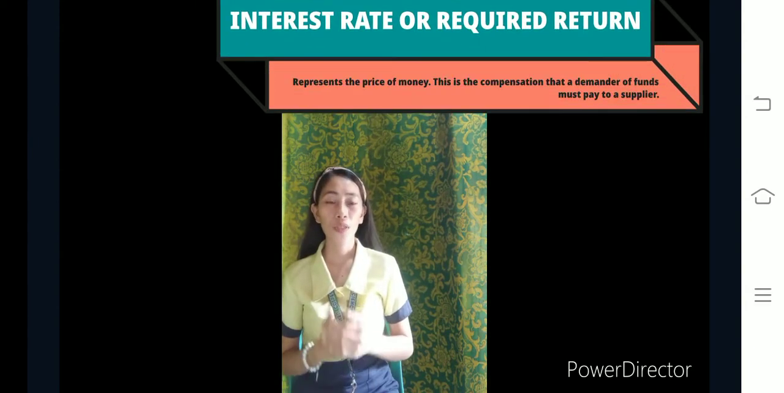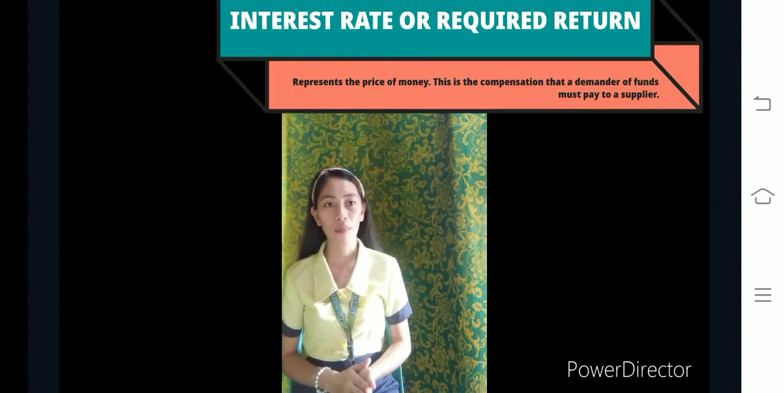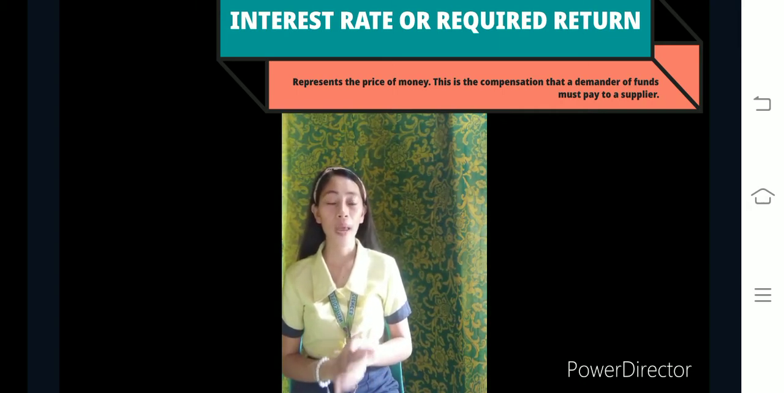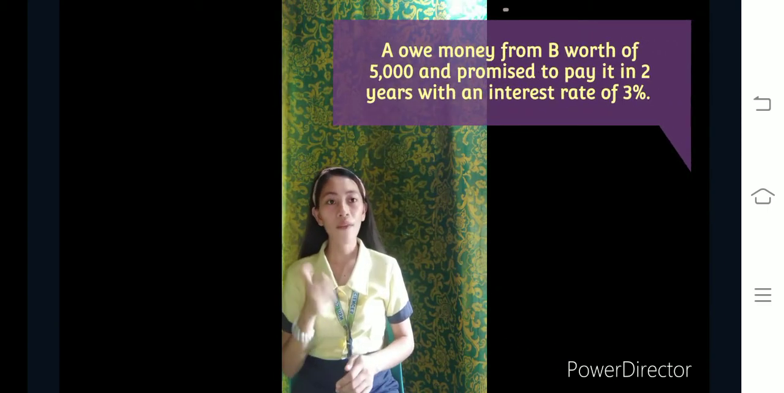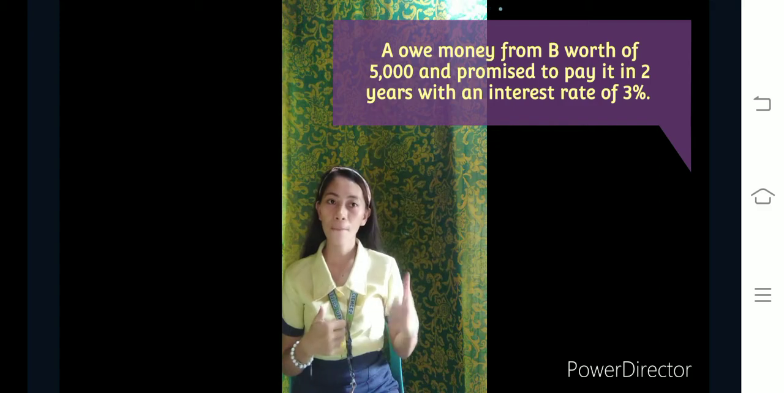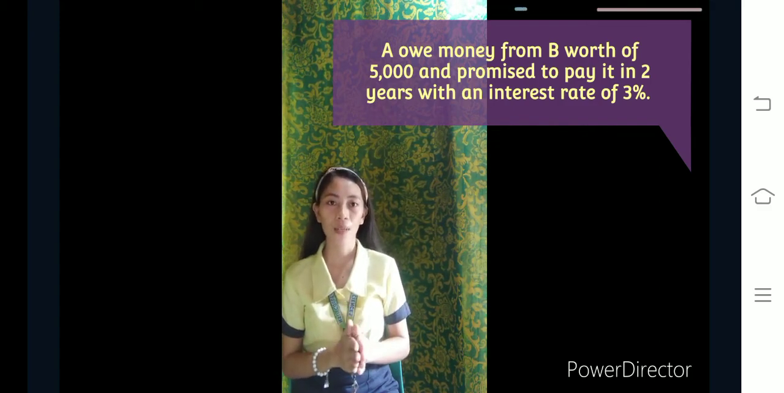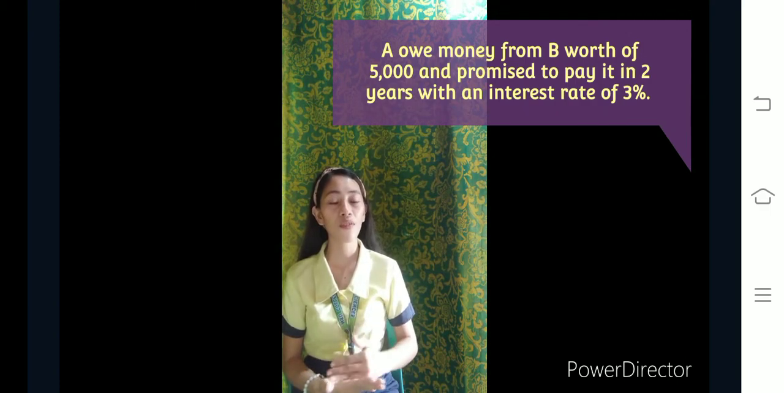So, here we go. Interest rate or required return represents the price of money. This is the compensation that a demander of funds must pay to a supplier. For example, if A owes money from B worth 5,000 pesos and promises to pay in 2 years with an interest rate of 3%, so the 3% there is the interest rate on the total amount of money borrowed from the lender.